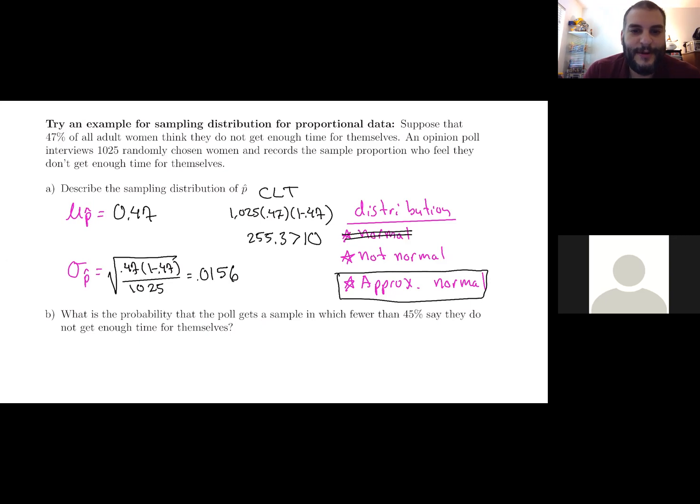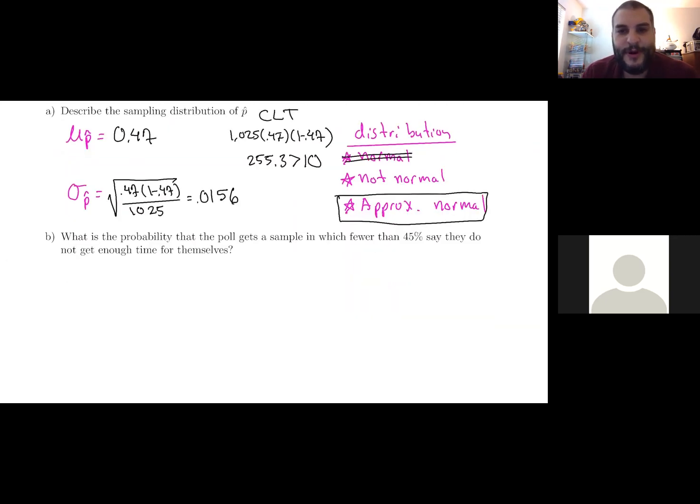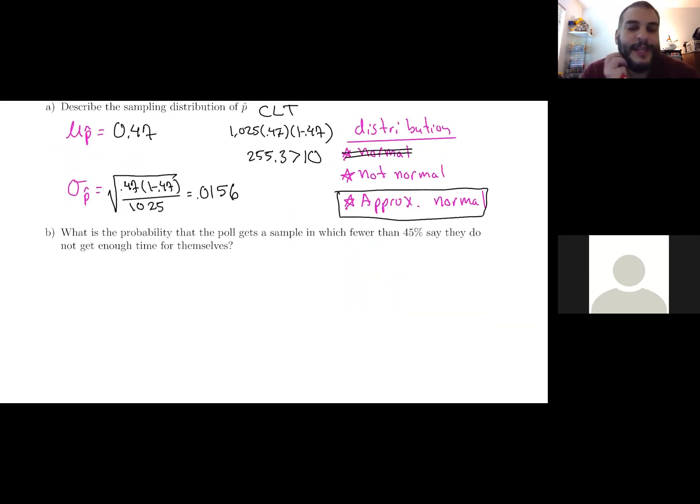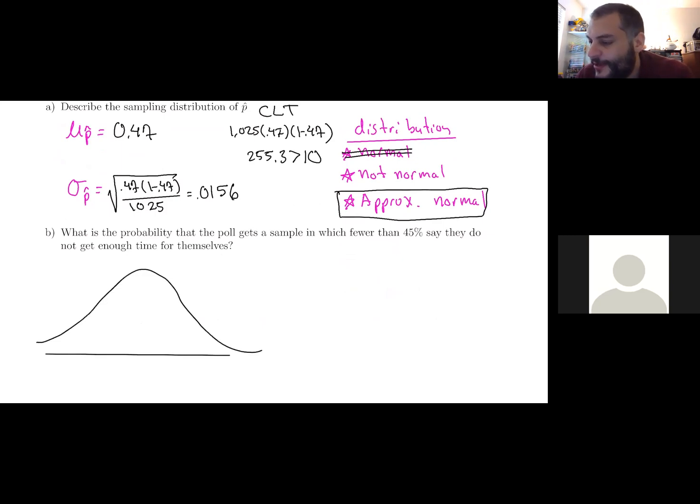All right, so let's do part B. For part B, it says, what is the probability that the poll gets a sample in which fewer than 45% say they do not get enough time for themselves? So we're gonna go ahead and draw this out. We'll put 0.47 in the middle because that's the mean of the sample proportion.